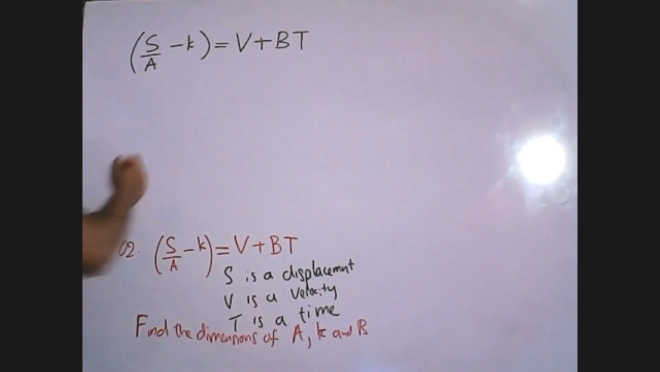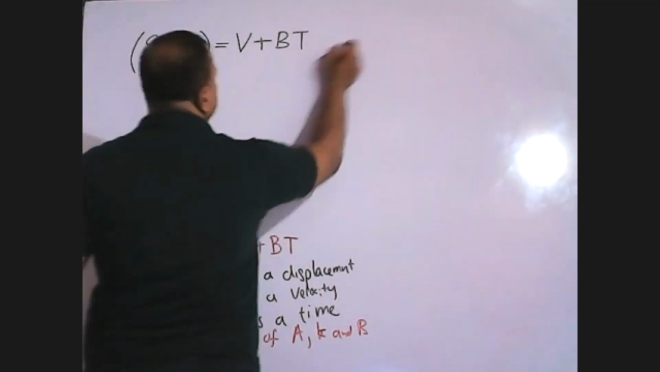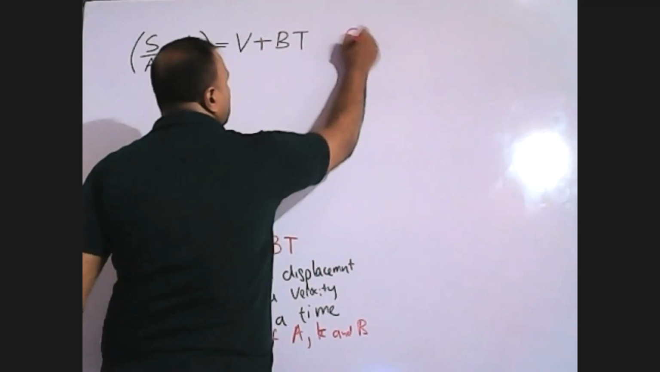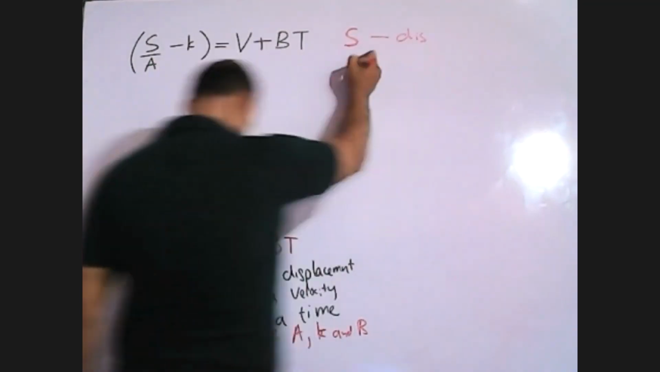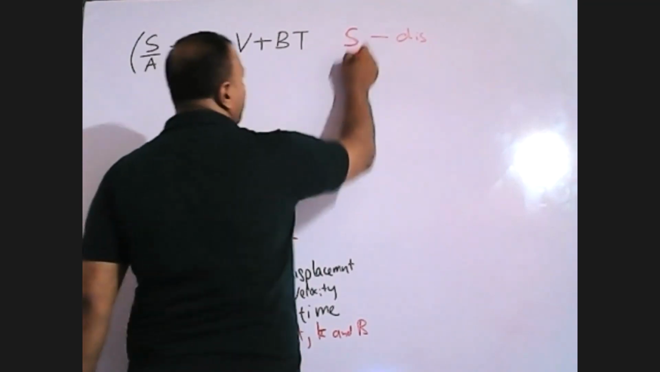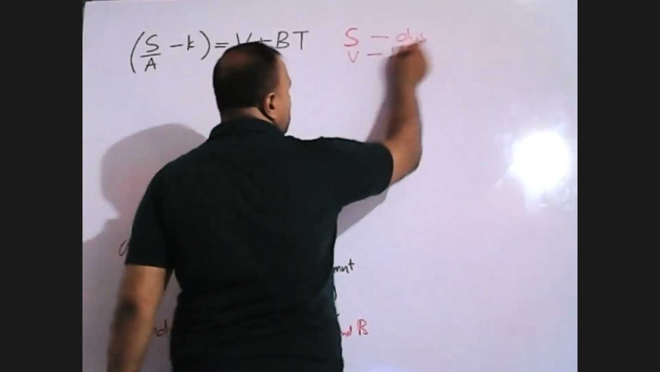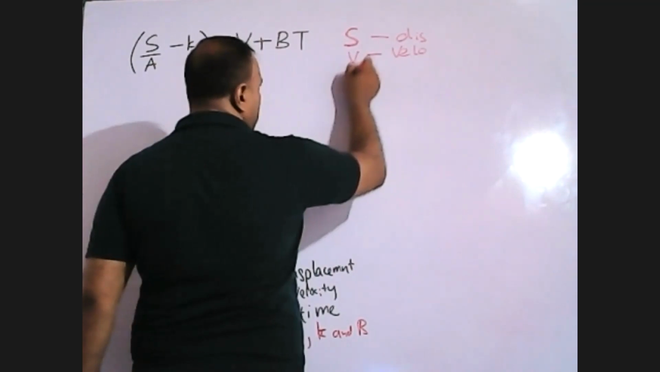In here, S is a displacement, V is a velocity, T is a time.